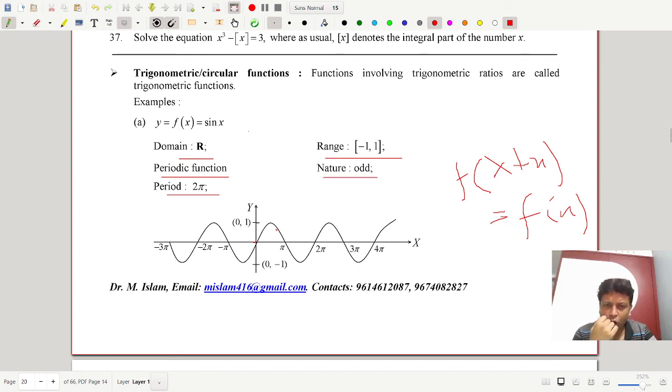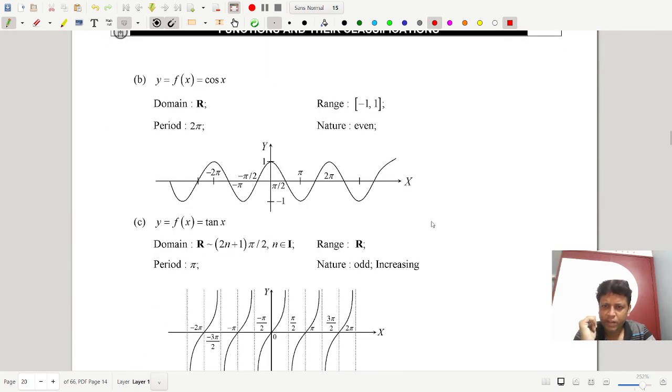And nature is odd. Why is the nature odd? Because f of minus x is minus f x. Sin of minus x is minus sin x. Cos x, domain is R, range is -1 to 1, period is 2 pi, nature is even because f of minus x is f x. Cos of minus x is cos x.